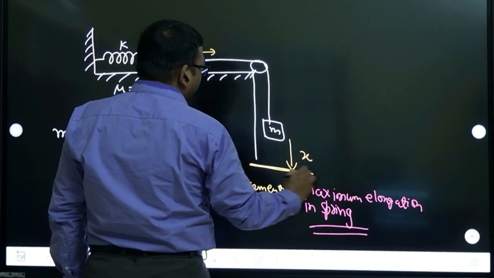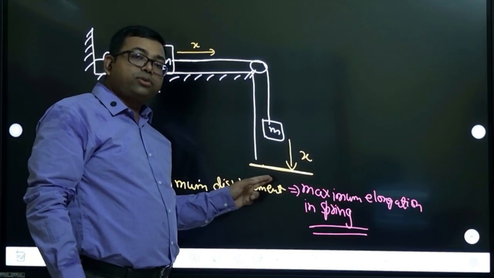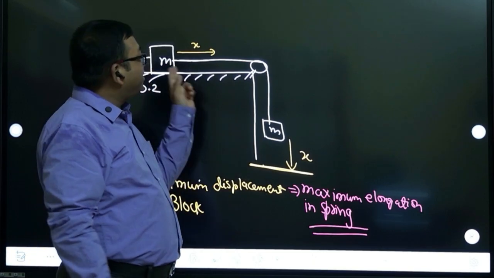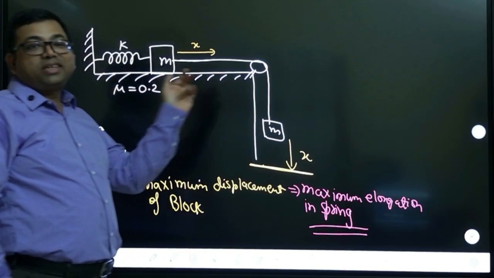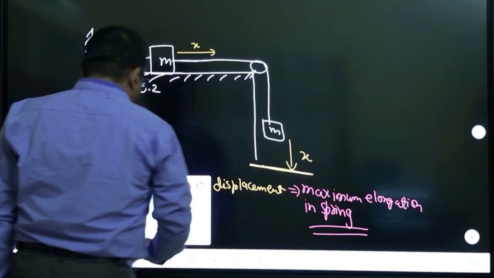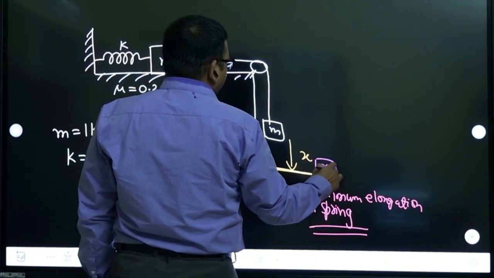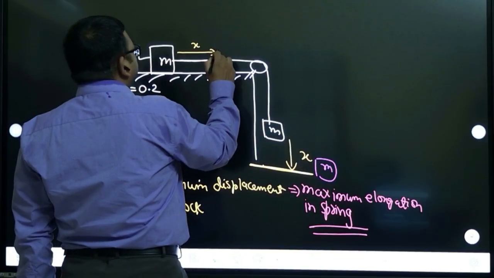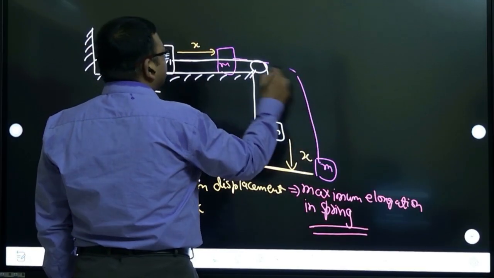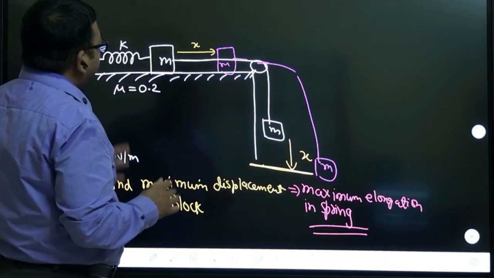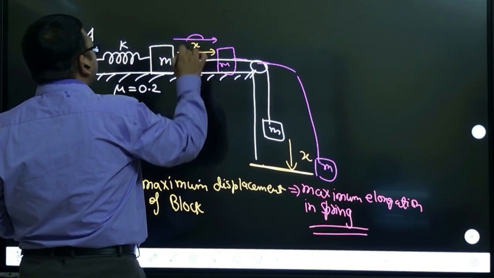As this block comes down, there is a gravitational potential energy also changing. But here this block's gravitational potential energy is not changing because it is the same height. It is a horizontal surface. So let us assume that this block has come here and this block has come somewhere here. So this system will be like this. Now apply the energy, and the spring has what elongation? This x is the spring elongation.